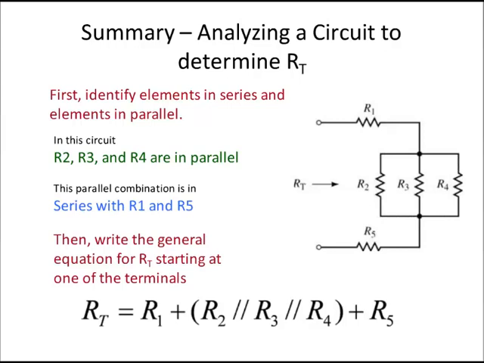What's important for us to do now is write out the general equation for RT as seen by the input terminals. So we have R1 is in series with the parallel combination of R2 in parallel with R3 in parallel with R4, which in turn is in series with R5. Note that I have the brackets around the three parallel resistors, and that's to force myself to remember that that is a parallel branch of resistors.